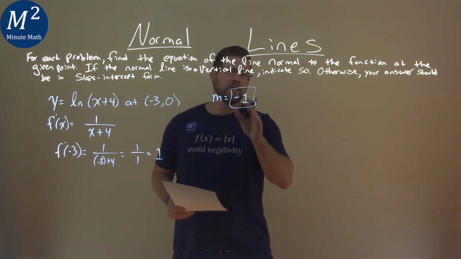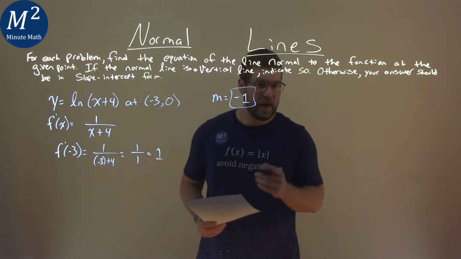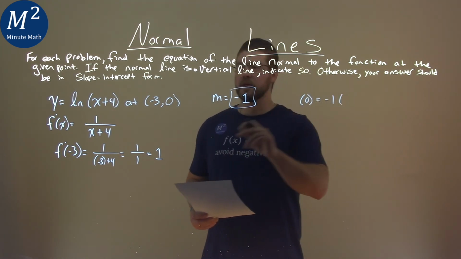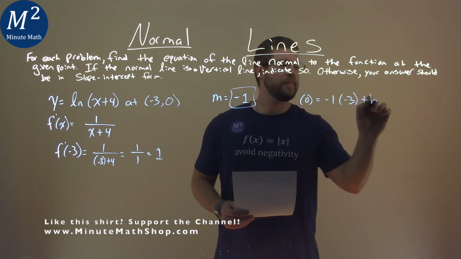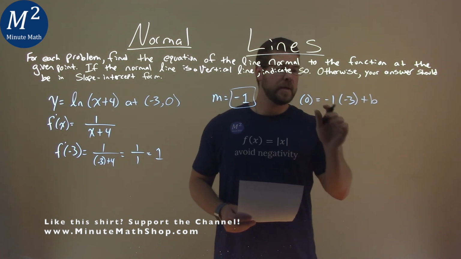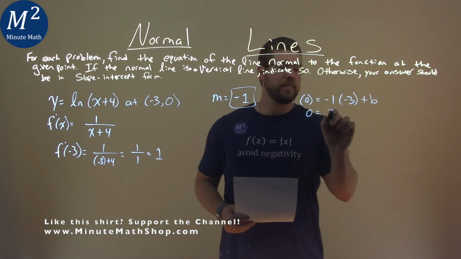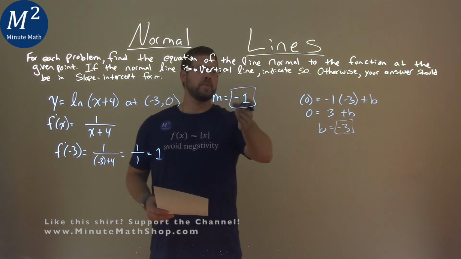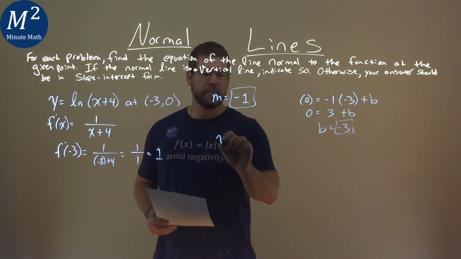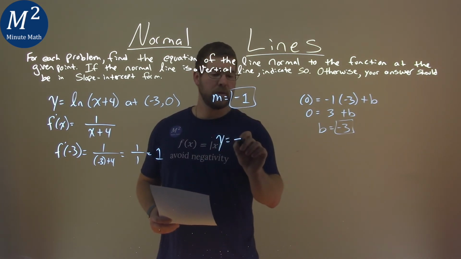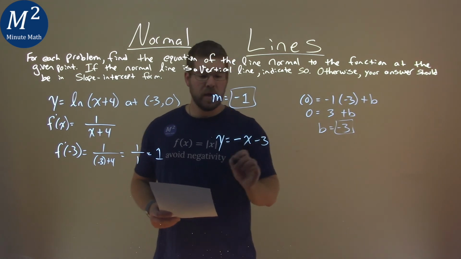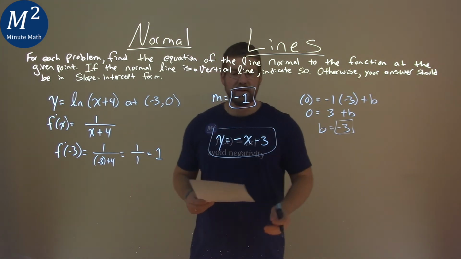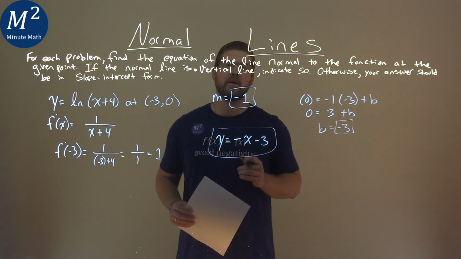All right, so we have our slope here. We need to find our y-intercept. Now it's just algebra. Here's the easy part. Our y value 0 is equal to our slope, negative 1, times the x value, negative 3, plus b. Solving for b here, we have 0 equals negative 1 times negative 3, positive 3, plus b, and so b equals negative 3. We have our slope, we have our y-intercept, we can get the equation of the line. y equals our slope, negative 1, just put a negative there, x minus 3, and there we have it. The equation of the line normal to the function at (-3, 0) is y equals negative x minus 3.